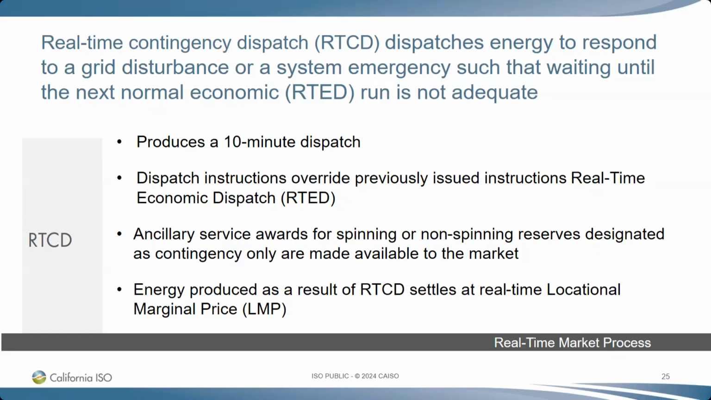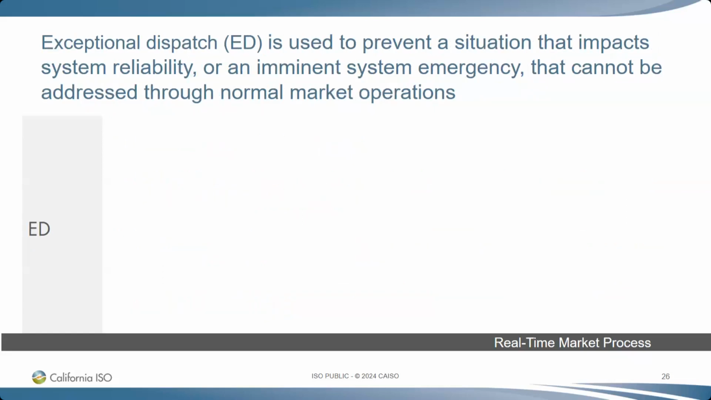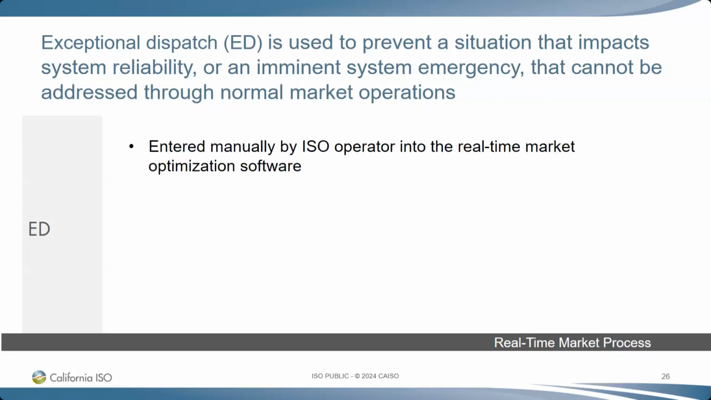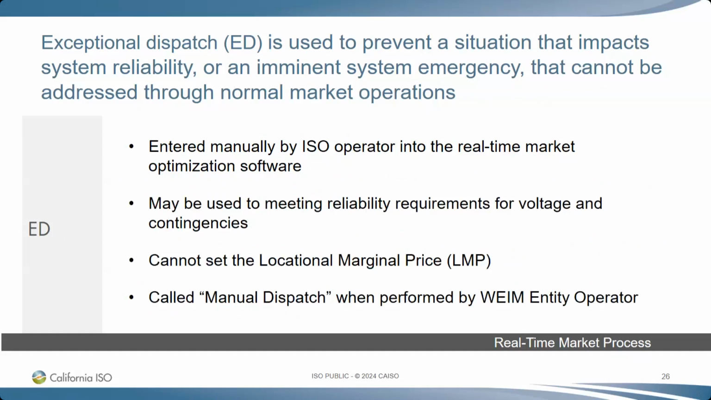And there's a couple more questions there, and actually the next slide real quick, and then we're going to go on a break. Exceptional dispatch, that's also used to prevent situations from impacting system reliability. So these are entered manually by the ISO operator into the real-time market optimization software. They're going to be used to meet reliability requirements for voltage and contingencies. They don't set the LMP, so they don't set pricing. And for those of you that are in the WEIM, you'll know these as manual dispatch, and you do have the capability of actually putting those in as well. In the ISO footprint, those are entered by the ISO Gen Dispatcher.